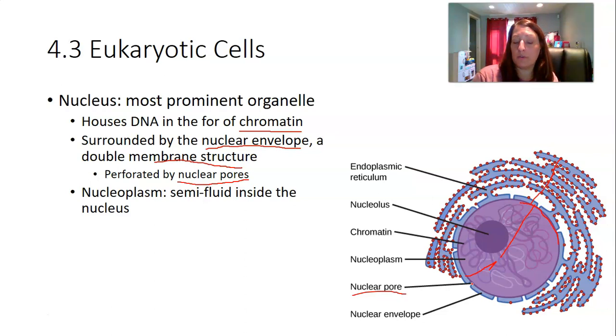Now, in the nucleus, there is a fluid, just like the cytoplasm, except we call it the nucleoplasm. It's a semi-fluid inside that nucleus. And I think the next slide I talk about this, but see this dark spot right here? Let's mention it now. It's called the nucleolus.